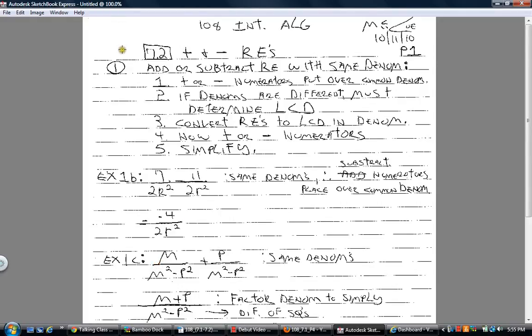Welcome to section 7.2, where we are going to add and subtract rational expressions. We're going to tackle objective 1 here, and just like with fractions, if you have the same denominator, what do you do with the numerator? I usually talk about pizzas in my class.